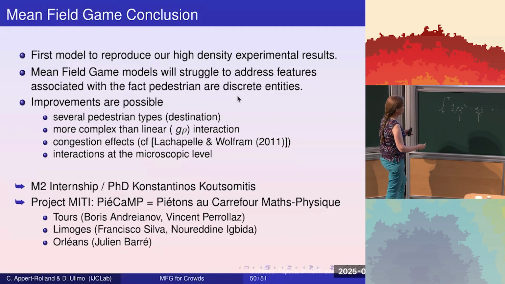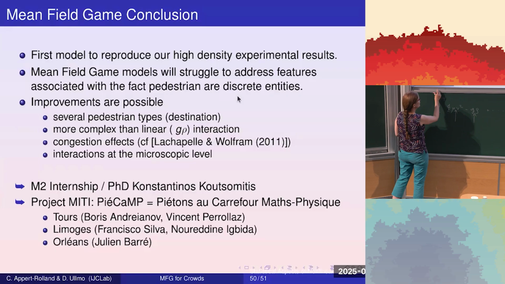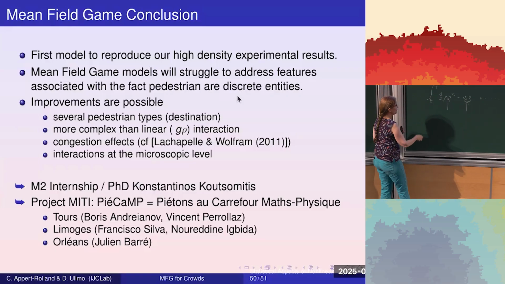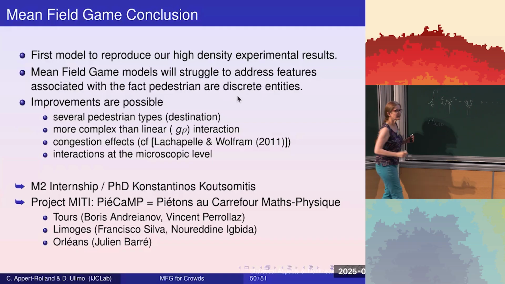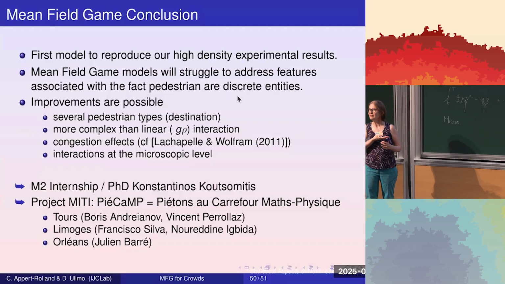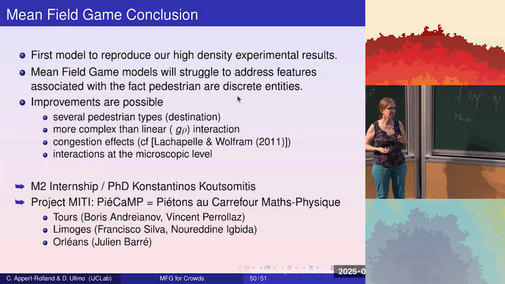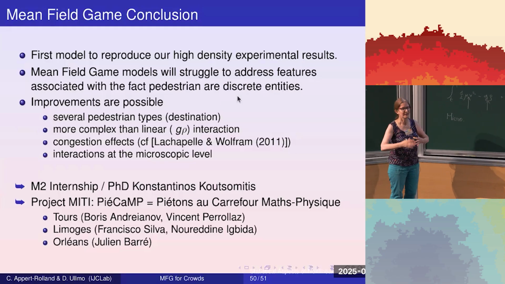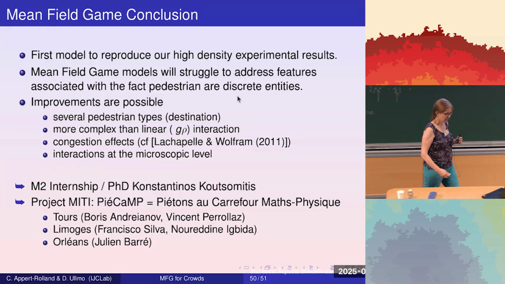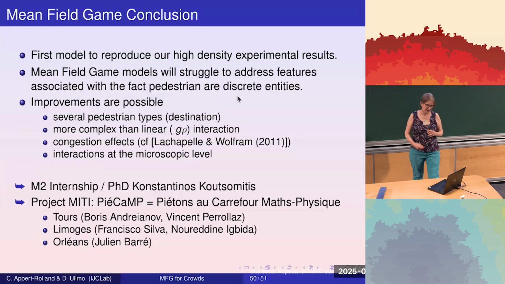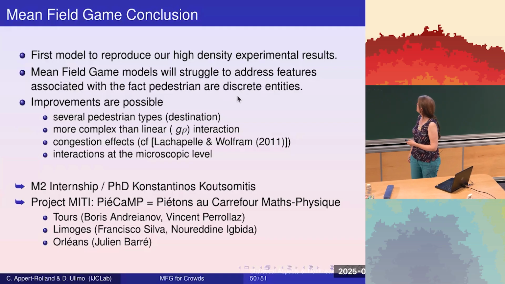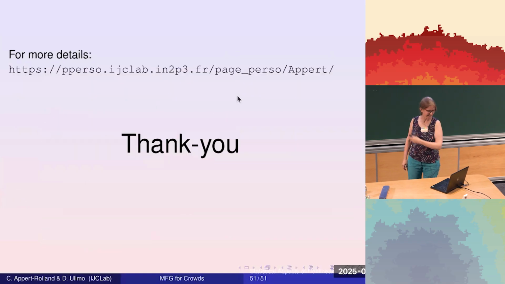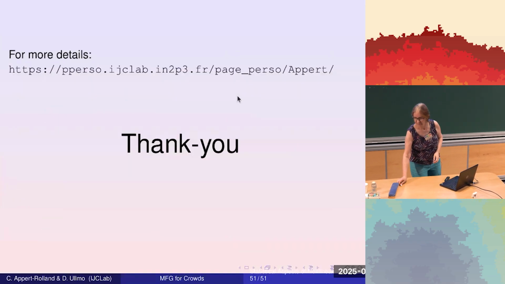The last place where we could put more about interactions and the effect of density is in the microscopic model. You have seen that here it's based on Langevin, so no interaction at the microscopic level. This could maybe be included. We have a thesis starting and some collaboration with mathematicians to explore this. And I think that's my last slide. Thank you.